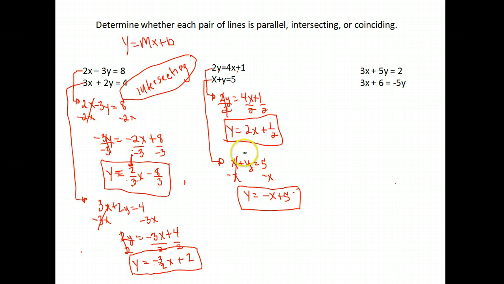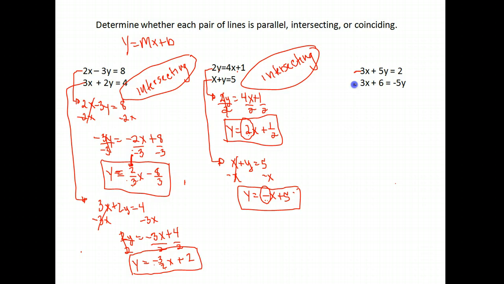Now we can compare the slopes, which again, when it's in this form, it's the number directly in front of the x. So our top one has a slope of 2. The bottom one has a slope of negative 1. The slopes are different, so these are intersecting. Anytime you have different slopes, you have intersecting lines.